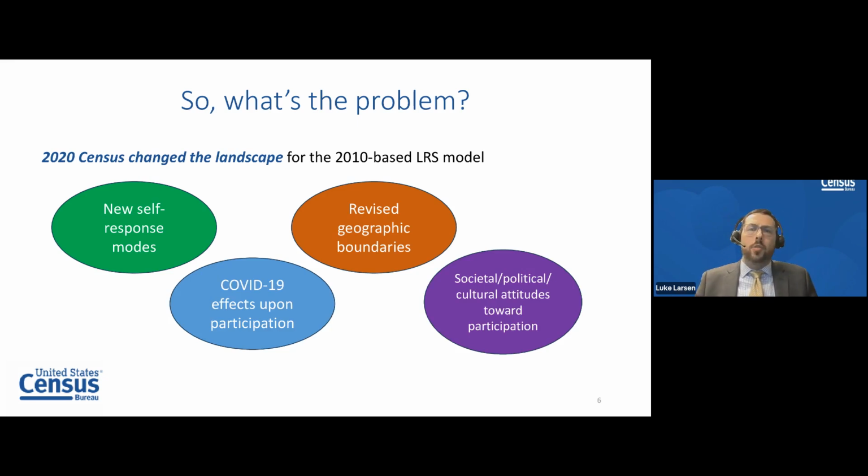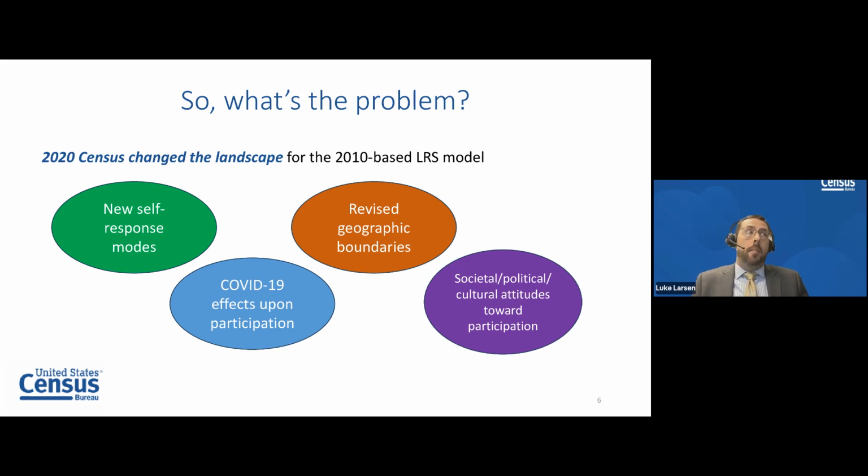So why do we need to change it? Why do we need to make revisions? It's in large part because 2020 census was much different than 2010 census. One of the key factors was that there were different self-response modes available for 2020 census, whereas for 2010, it was basically just mail or the paper questionnaire as your self-response mode.